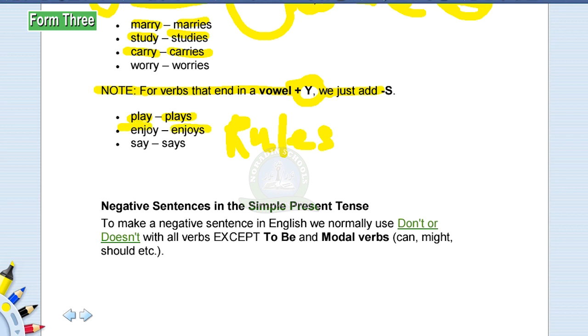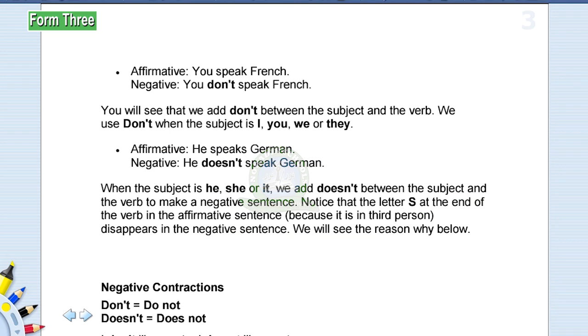Okay, enjoy, enjoys. Say, says. This is the negative form. When you are making a negative sentence in simple present tense, all you have to do is either use the word don't or doesn't. Okay. So, negative sentences in simple present tense. To make a negative sentence in English, we normally use the word don't or doesn't with all verbs except to be and modal verbs like can, might, should, and so on. Right. Okay, my dear.